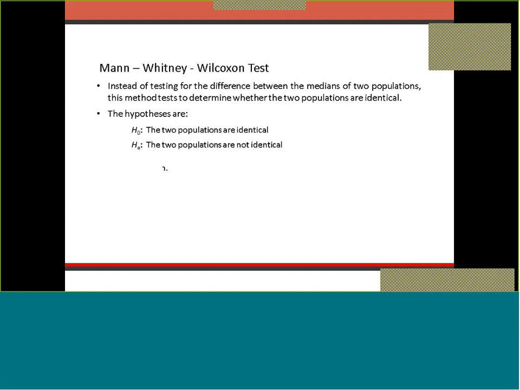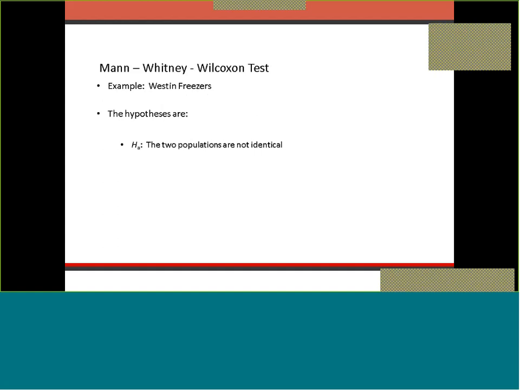Instead of testing the difference between the medians of two populations, this method tests whether the two populations are the same or not. Instead of discussing the medians, we discuss only whether the two populations are identical or not. That's the interesting thing here. The alternative hypothesis is that the populations are not identical, and the null hypothesis is always a positive statement: the populations are identical.